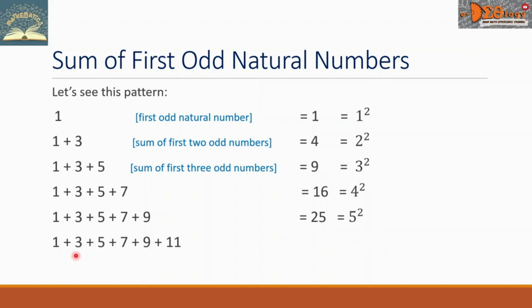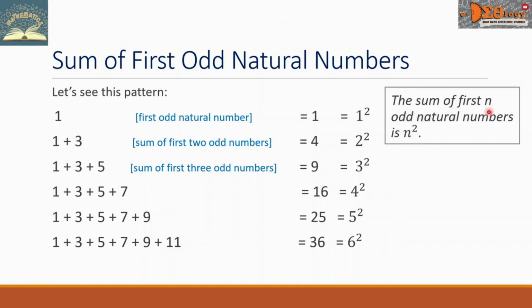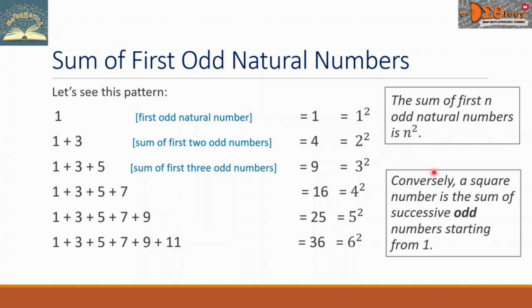Then we have 1 plus 3 plus 5 plus 7 plus 9 plus 11. This is the sum of first 6 odd numbers, and the answer is 36. And this 36 we can represent as 6 square. With this pattern, we can conclude that the sum of first n odd natural numbers is n square. Also, we can say that, conversely, a square number is the sum of successive odd numbers starting from 1.